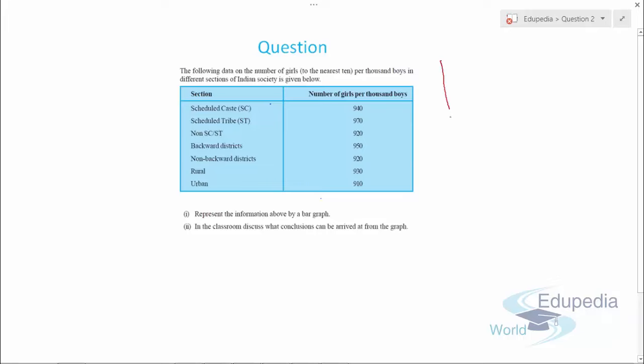Now we need to draw a bar graph. Let's say this is 0. The data is ranging from 910 to 940. So what we can do is have a scale with a difference of 100.